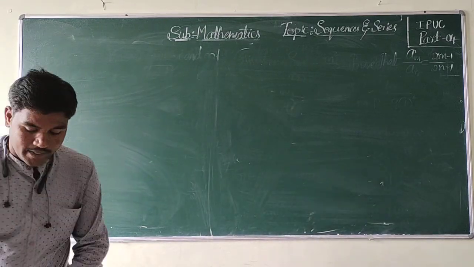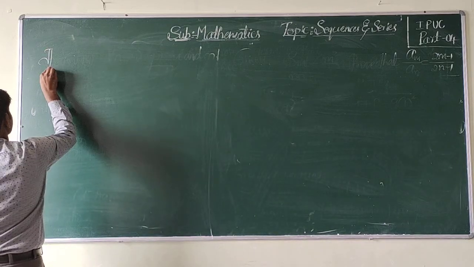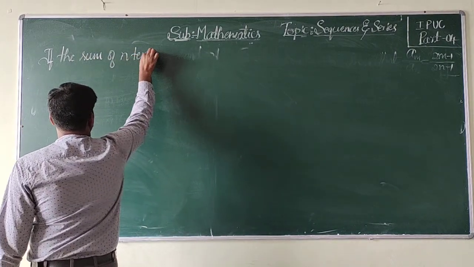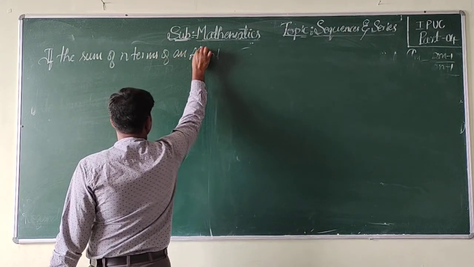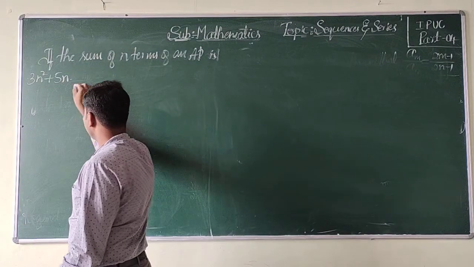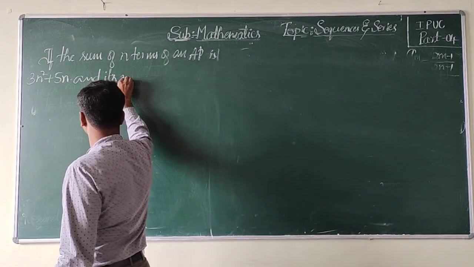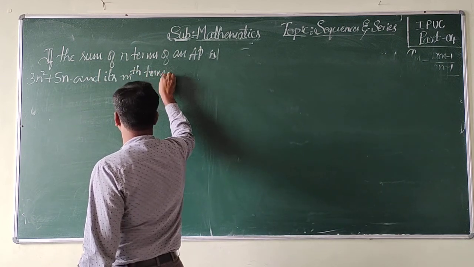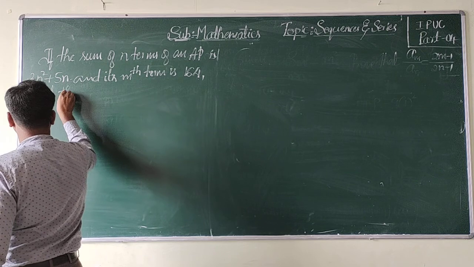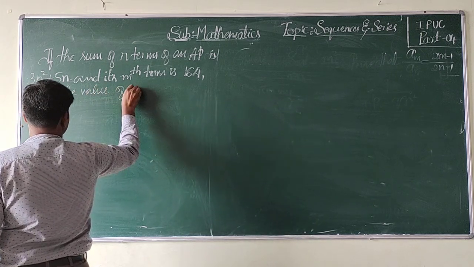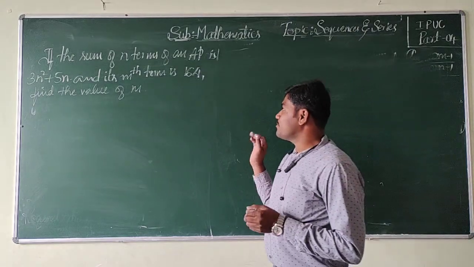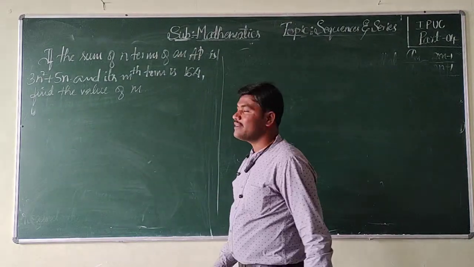Next, if the sum of n terms of an AP is 3n square plus 5n, and its m term is 164, find the value of m. The sum of n terms of an AP is 3n square plus 5n, and its m term is 164. Then find the value of m.